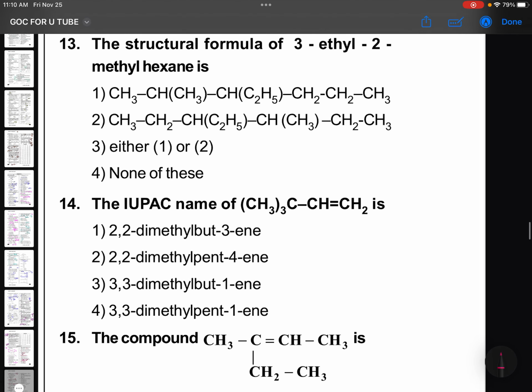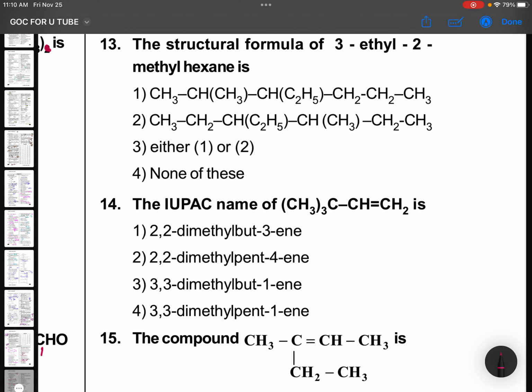These are the questions we'll discuss in this first assignment, right? The structural formula of 3-ethyl-2-methylhexane. Hexane means six carbons. 3-ethyl-2-methyl: check which suits better. Second place methyl, third place ethyl.